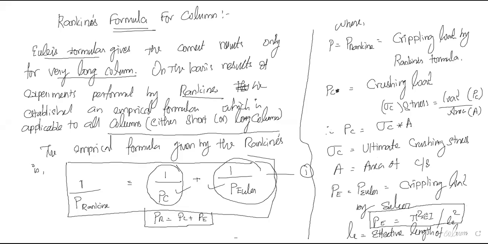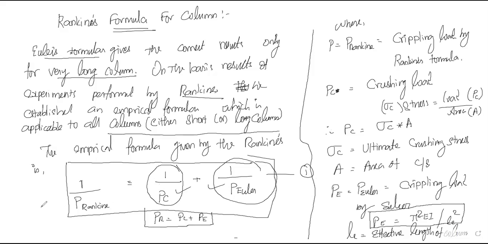So if the PE value is very less, then 1 by PE becomes very high. When it is going for a long column, automatically this value becomes very high and this value becomes very less, and when comparing to this it will be negligible. But when it is a short column, this is the direct value, the PC value.